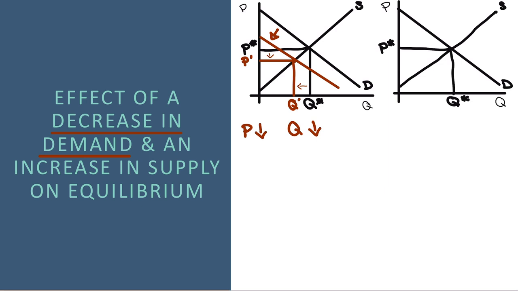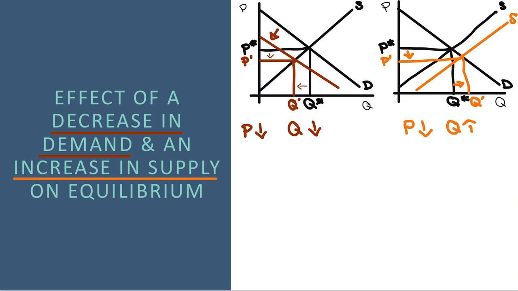We're going to do the same thing for supply. But this time it tells us that there's an increase in supply. So an increase in supply means supply is shifting to the right. We care about our new equilibrium point. So this is our new P. This is our new Q. So our price went down and our quantity went up.